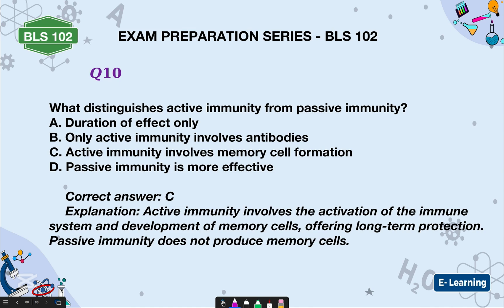What distinguishes active immunity from passive immunity? What is different? Duration of effect only. Only active immunity involves antibodies. Active immunity involves memory cell formation. Active immunity involves memory cells. We say memory cells, they are like cells that keep memory of what is happening. So offering a long-term protection.